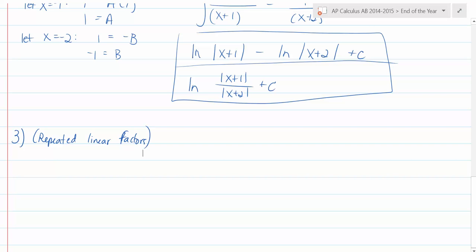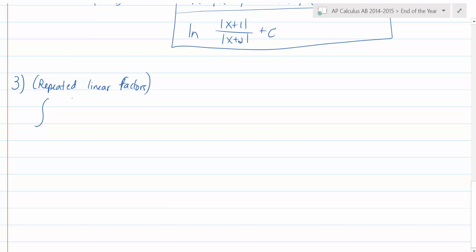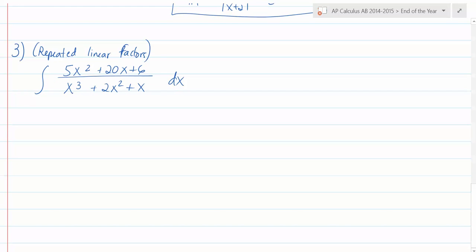Okay, so for example, if I gave you the integral of 5x squared plus 20x plus 6 all over x cubed plus 2x squared plus x, note that my denominator is 1 degree more than my numerator. If the numerator was 1 degree higher than my denominator, then I would need to use long division to simplify first. But anyways, let's go ahead and try to find my basic equation.